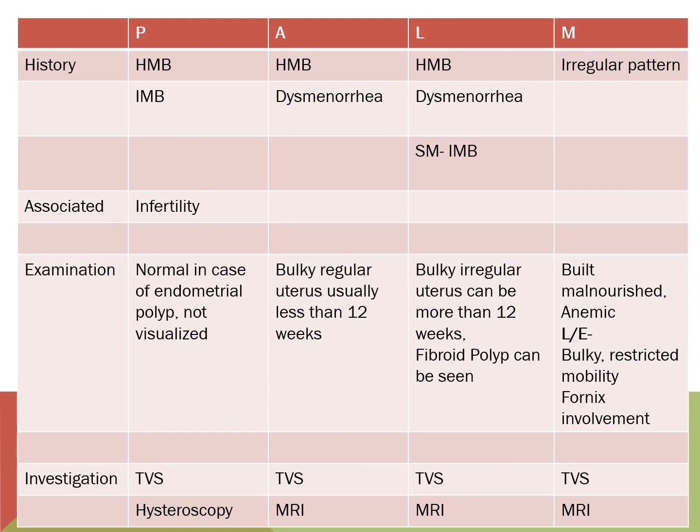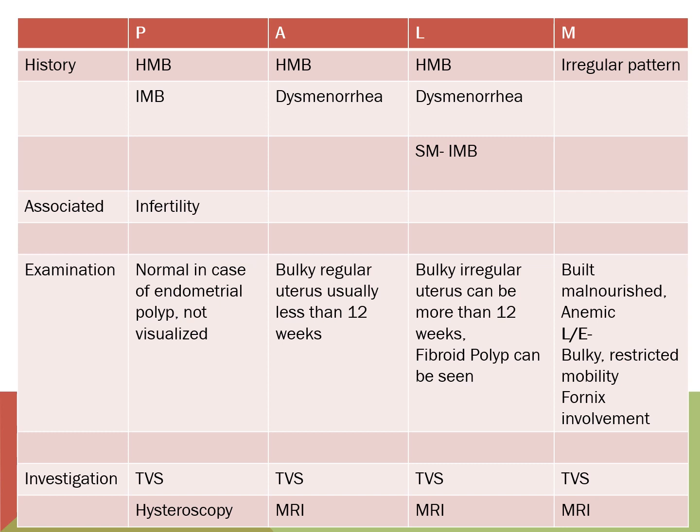We will see the AUB one by one as per the history, examination, and the investigations, how we can differentiate these. First is the polyp. Here we are talking about the endometrial polyps. The patient may present to you with heavy menstrual bleed or intermenstrual bleed, and this intermenstrual bleed can have any random pattern, and there could be any associated infertility.